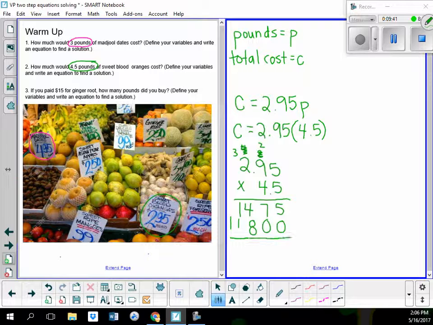Add these together. And I moved my decimal over 1, 2, 3. So I have 1, 2, 3. And since it's money at the grocery store, I don't know, it depends on if they round up or not. But they're probably gonna charge me $13 and 27 cents. So that's gonna be my cost.